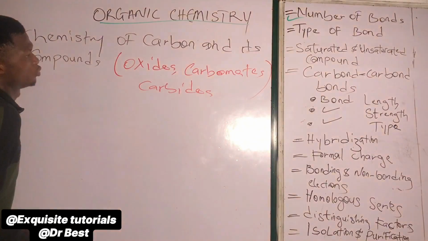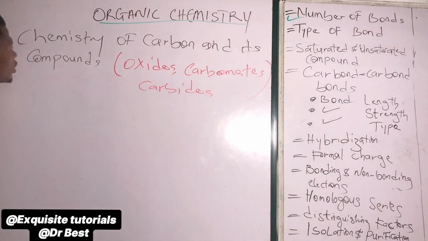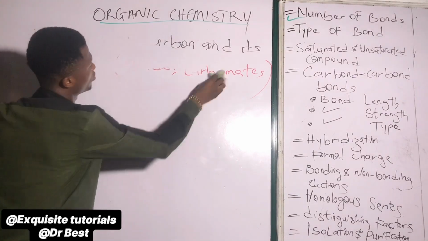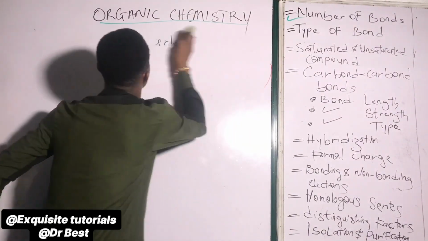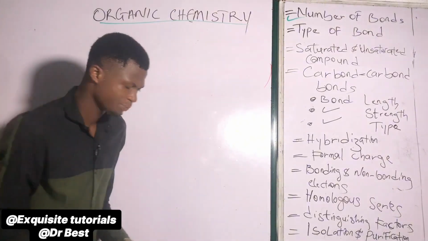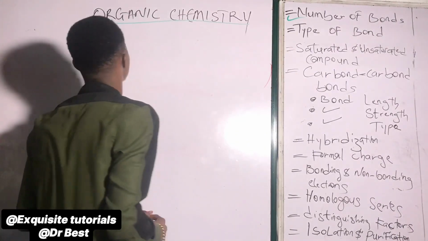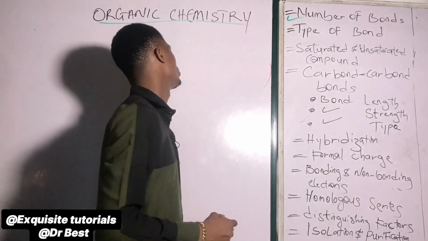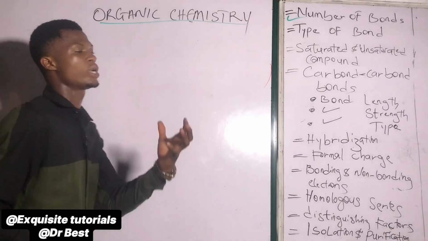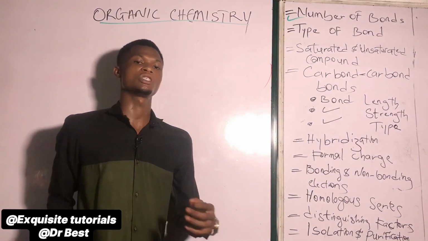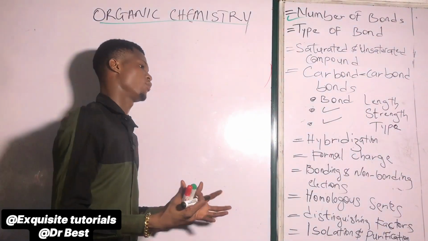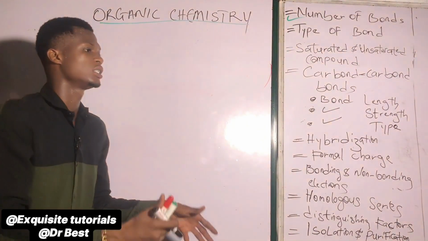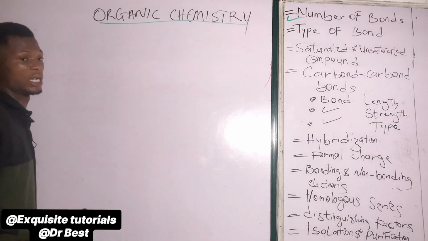Now there's something I want us to look at shortly, which is our first talking point: number of bonds. I want us to take a look at elements. The reason why we need to take note of the number of bonds is that in organic chemistry we are going to deal with a lot of structures. So for you to know the right way to arrange your structures, you need to know the number of bonds that a particular element accepts.